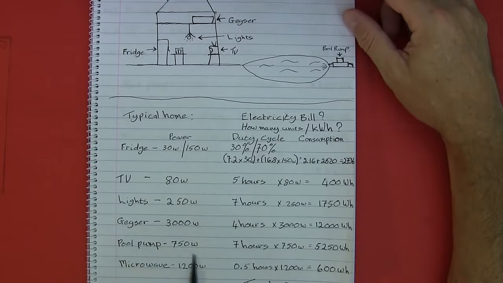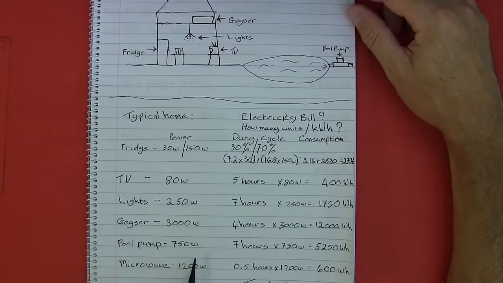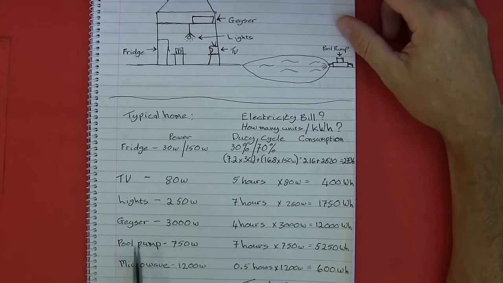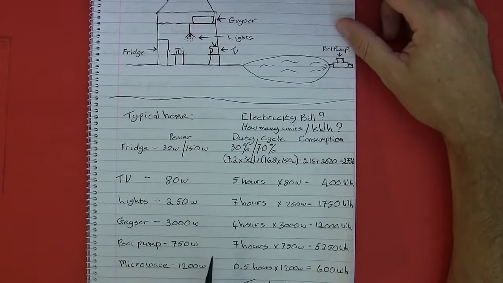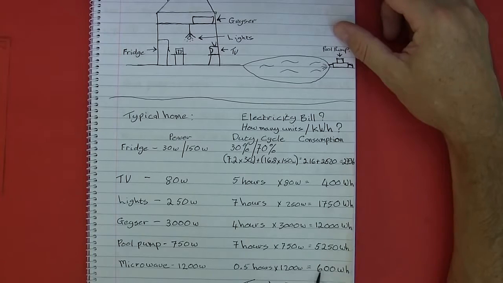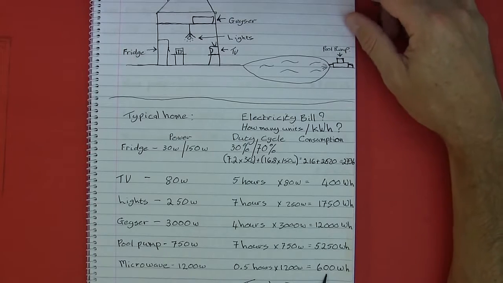Then let's say we've got a microwave. At this point in time, you might have a stove, you might have plates on your stove. These are just some examples of ways of cooking, and I've chosen a microwave. It runs at 1,200 watts. You might use it for half an hour to do your cooking, and that equates to 600 watt hours.